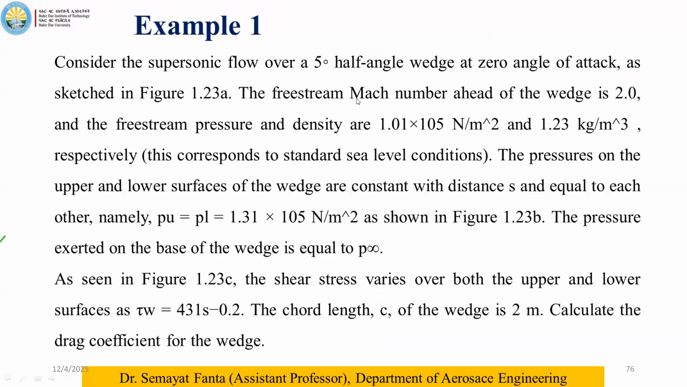Then the free stream Mach number ahead of the wedge is 2. So what does the free stream Mach number mean? It is the ratio of flight speed divided by sound speed. That means the free stream Mach number 2 indicates that the flight velocity is 2 times the speed of sound. And the free stream pressure and the density are given: 101 times 10 raised to 5 Newton per meter square, and the density is 1.23 kilogram per meter cube.